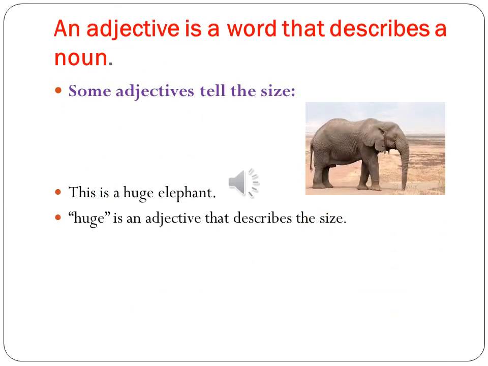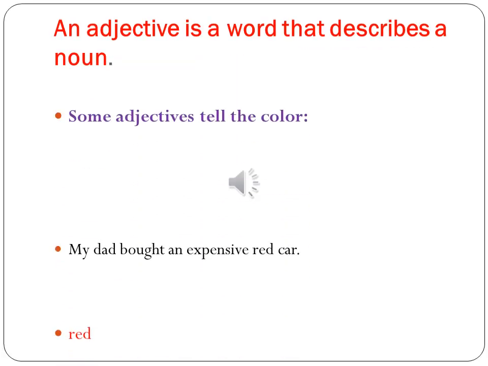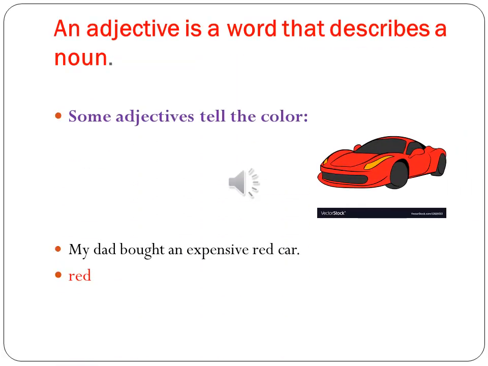Now let's look at some examples. This is a huge elephant, and of course, which word is the adjective here? It's huge, yes, and it describes the size of the elephant. Some adjectives tell the color. I can describe this car and say my dad bought an expensive red car. Which word describes the color? Yes, red.